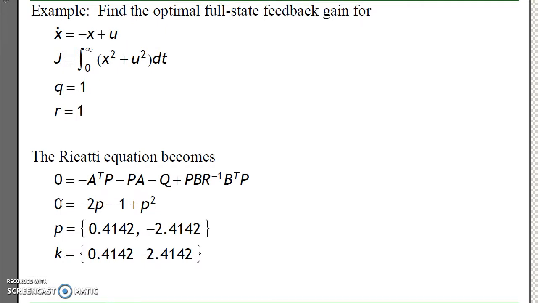As an example, if I use specific numbers, let's have x dot equals minus x plus u, and J is just x squared plus u squared. That means that Q equals 1, R equals 1. The algebraic Riccati equation then is just minus 2p minus 1 plus p squared equals 0. This gives you two solutions for p, two solutions for k. One of these is stabilizing, the other one makes it unstable. Typically you throw out the unstable gain and keep the stable one.